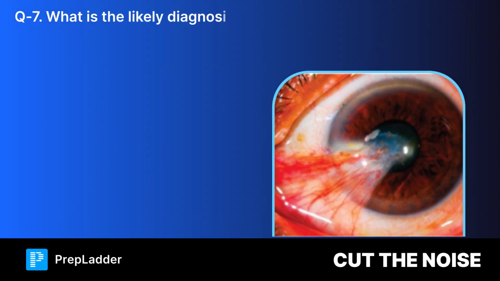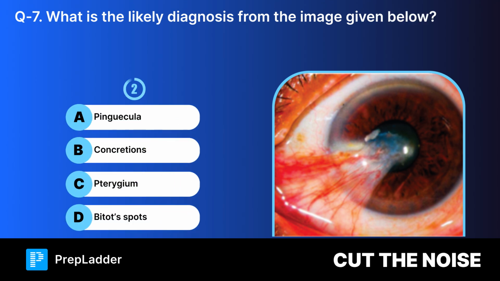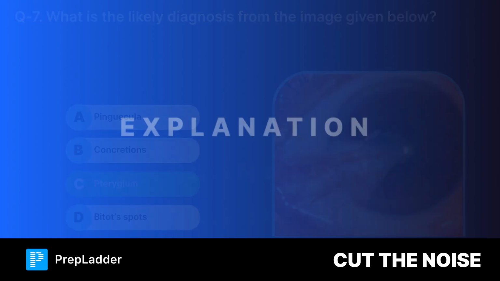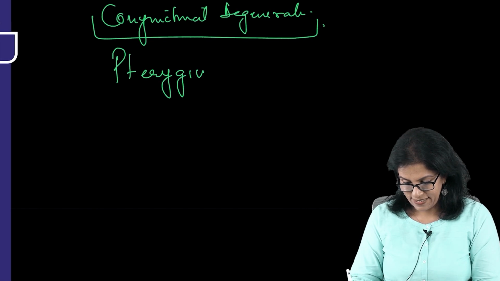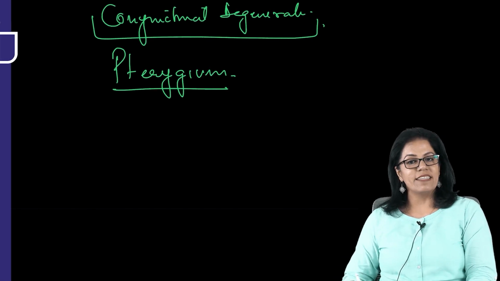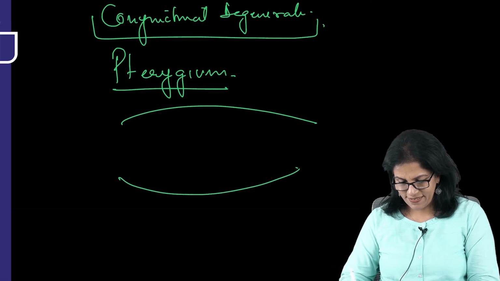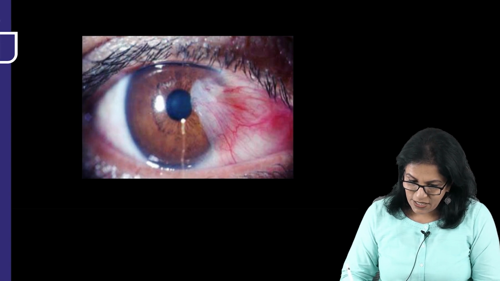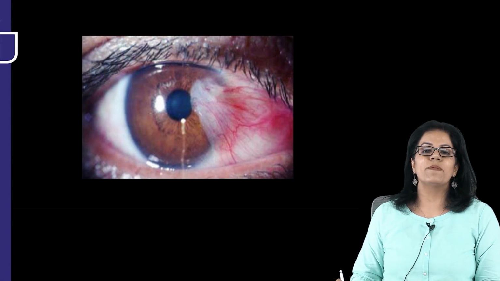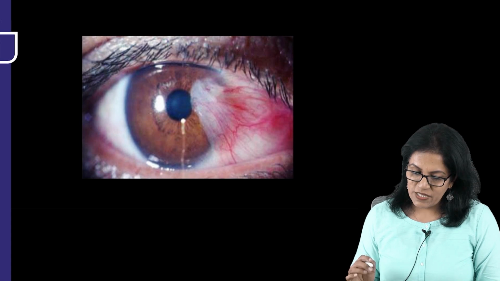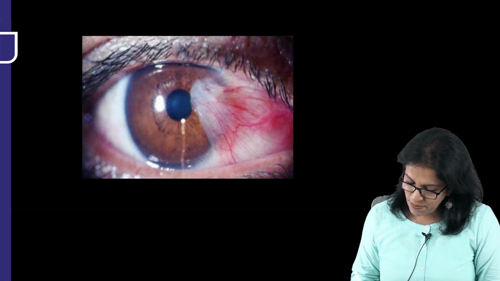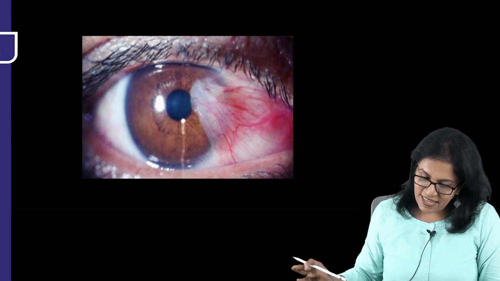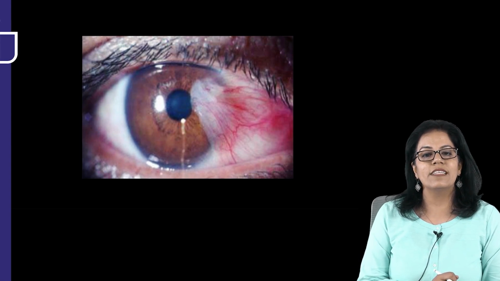Question number 7. What is the likely diagnosis from the image given below? Your options are, and the correct answer is pterygium. Here's the explanation. Pterygium. Okay. Make the diagram. I know everybody knows what is pterygium. So, look at this. We all know this triangular fibrovascular subepithelial ingrowth, isn't it? It is a subepithelial ingrowth of bulbar conjunctiva over the limbus.